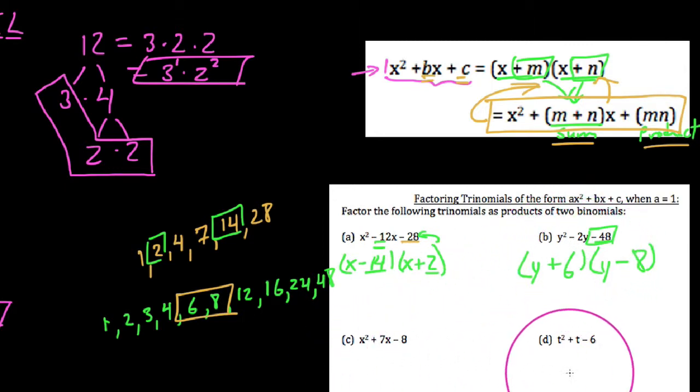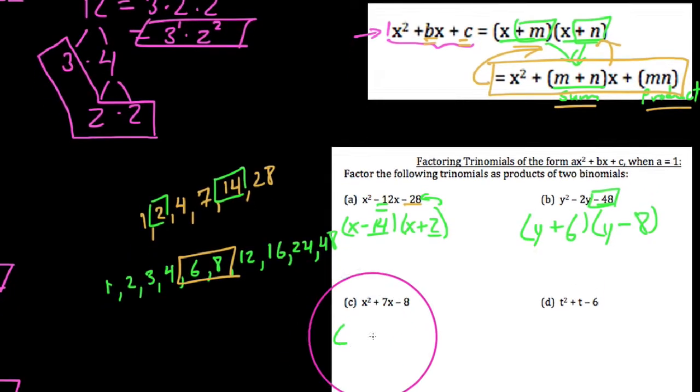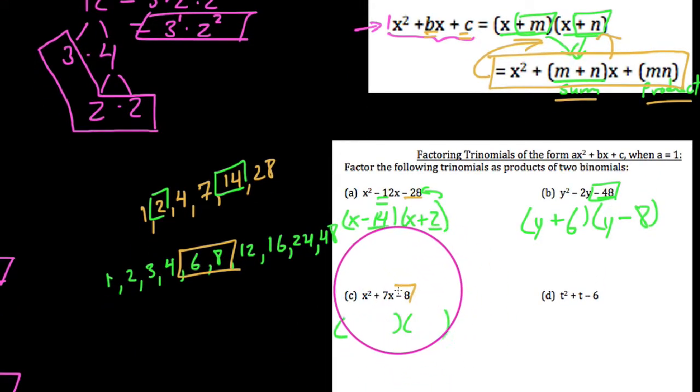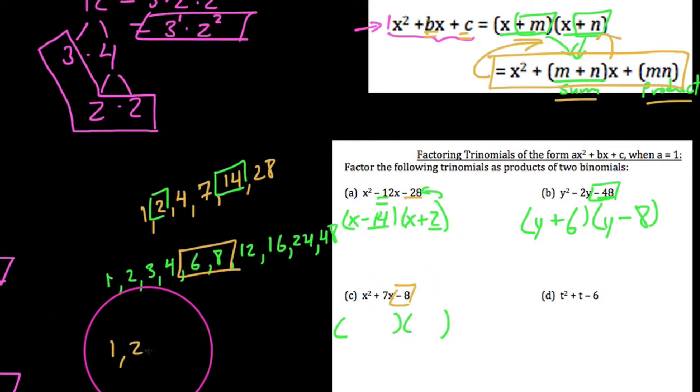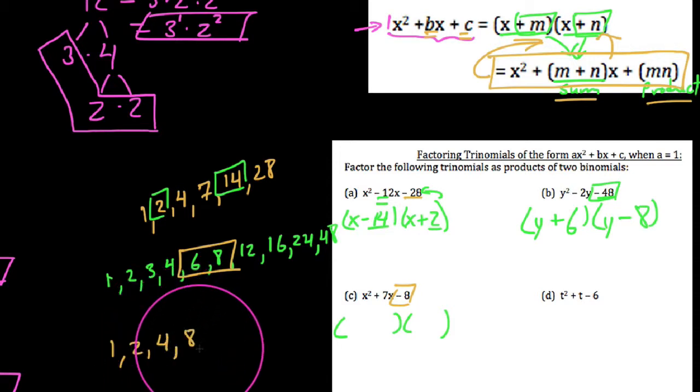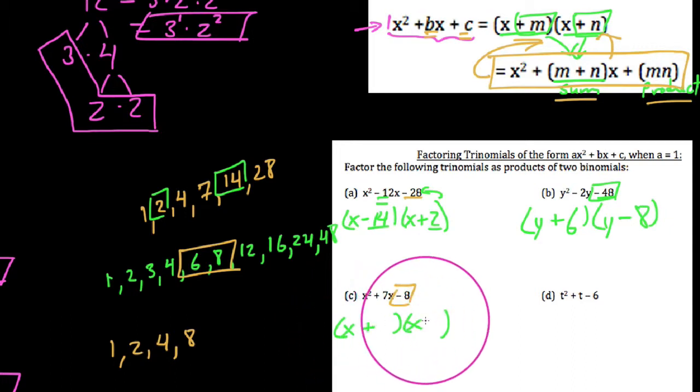I'm going to do one more with you here, then I'm going to leave the other 3 for yourselves. Looking at this one, again, they multiply out to be a negative. What are the factors of 8? We have 1, 2, 4, and 8. Since they multiplied out to be a negative, I'm going to put an x and an x here, but one's positive, the other one's negative.